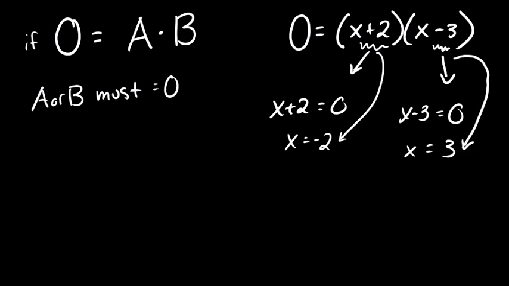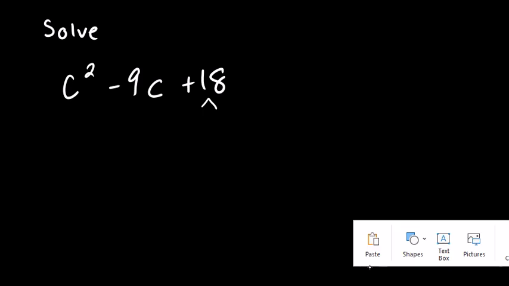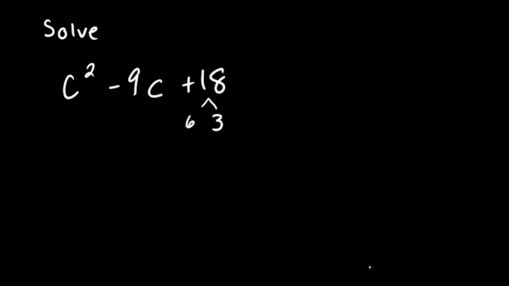So let's look at some more examples where we solve. So we're first going to have to factor and then we solve. Alright, so a problem is going to read: solve c squared minus 9c plus 18. Alright, so we need to look at factors of 18. I'm going to conveniently pick 6 and 3. Well, 3 plus 6 equals 9, but that's negative 9. So let's try negative 6 times negative 3. That does give me a positive 18, and that does add to negative 9.